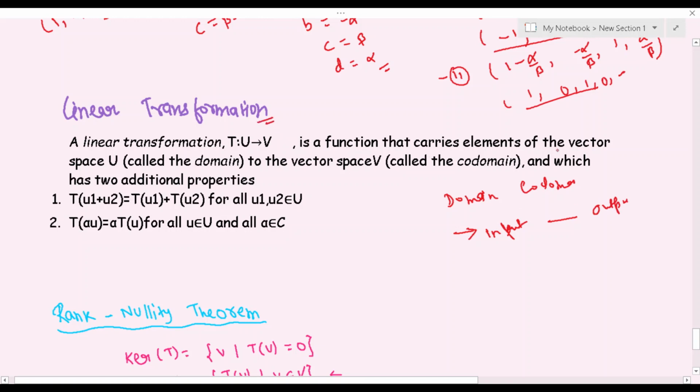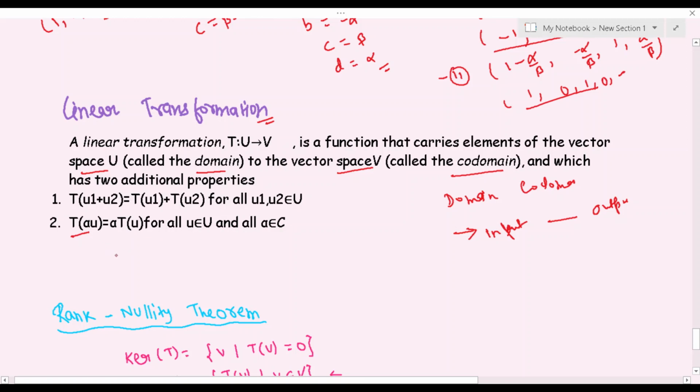It's a function that carries the elements of the vector space U to the vector space V. The elements of the vector space U are called the domain, and the elements of vector space V are called the codomain. And there are two properties here. A function is said to be a linear transformation if and only if the transformation of u1 plus u2 can be separated as T of u1 plus T of u2. And second, the transformation of au, where a is a constant, you can put this a out of the transformation and this one is left.